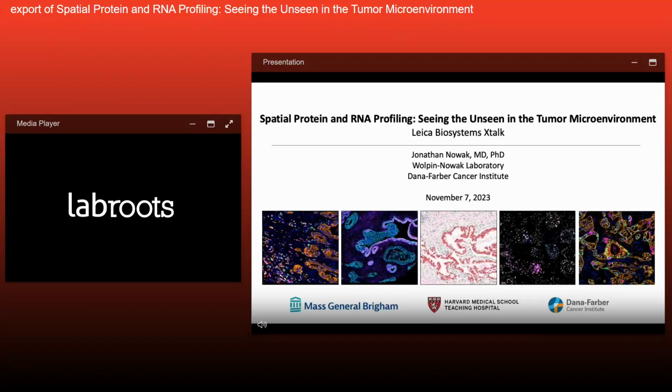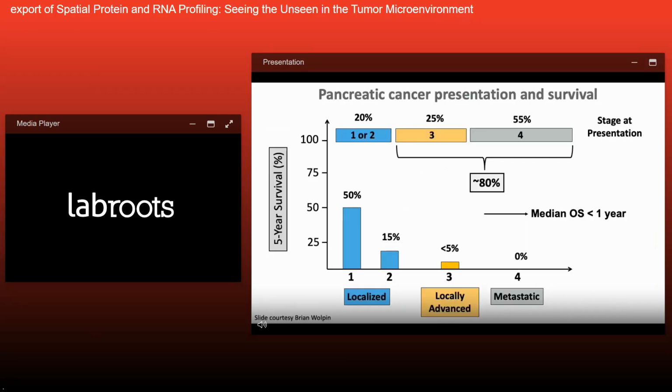I'm Jonathan Nowak from the Dana-Farber Cancer Institute, and it's my pleasure to spend the next hour telling you about how my lab uses spatial profiling to see the unseen in the tumor microenvironment. My lab studies gastrointestinal cancer, particularly colorectal and pancreatic cancer, and it's the latter that I'll focus on today.